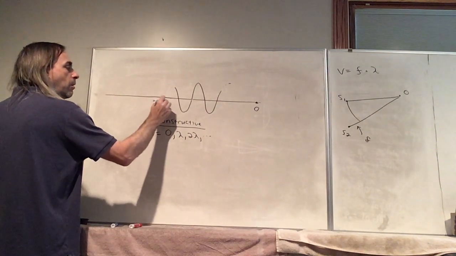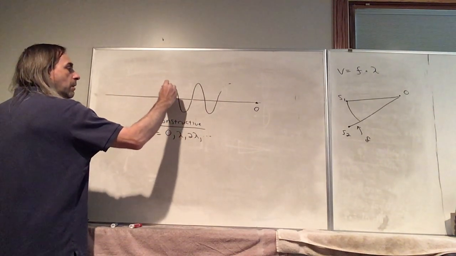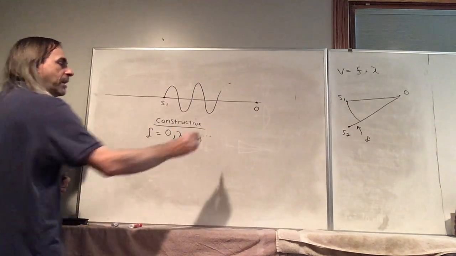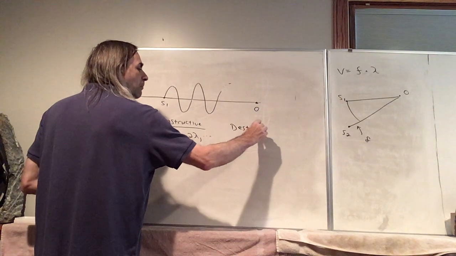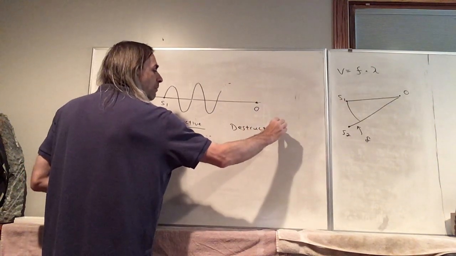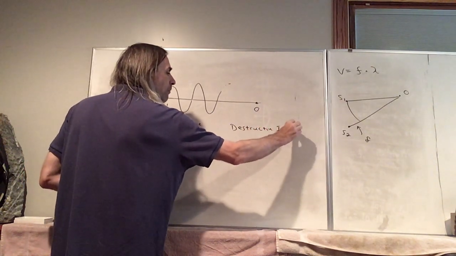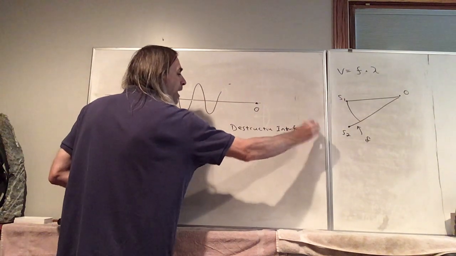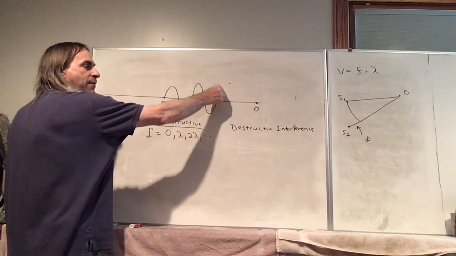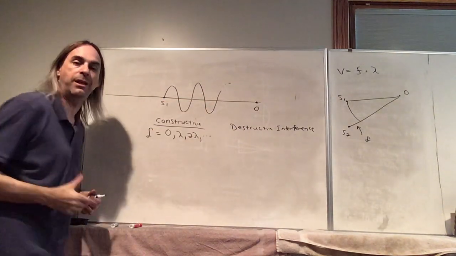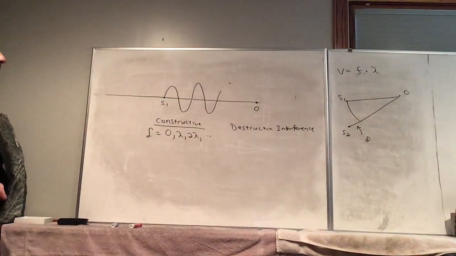Try to redraw what we had. So that's S1. Now, how would we get destructive interference? Say the observer is right here. We can see that this wave is up here. We want the other one to be just beneath it so they cancel each other out.